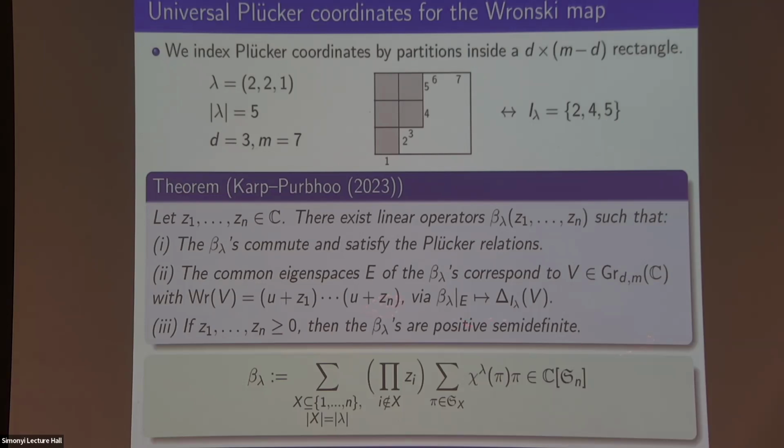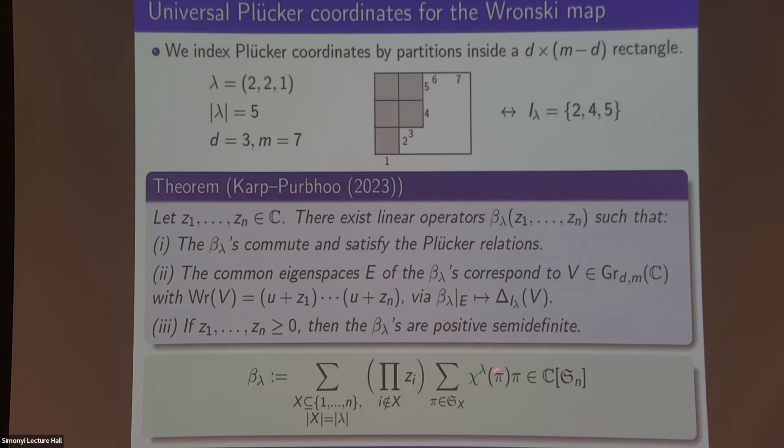So n is just the number of zeros of the Wronskian. And is that related to the Grassmannian? So n has to be at most d times m minus d. What is going on is n is actually the size of the Schubert cell, the size of the partition indexing the Schubert cell in which V lives. And Zhaoji, to go back to your question, this correspondence actually respects Schubert cells.